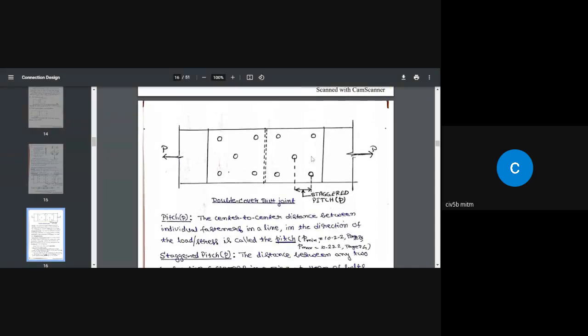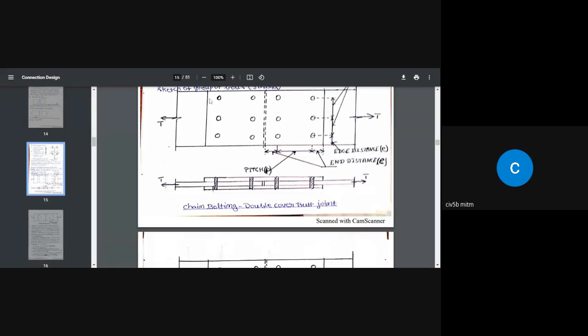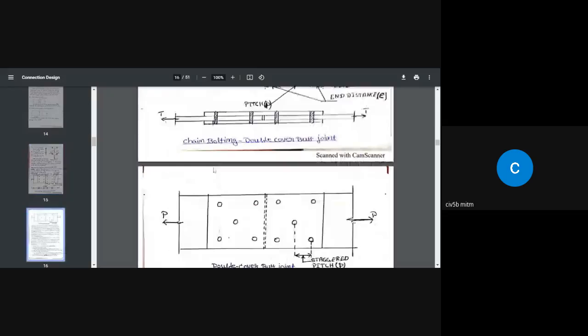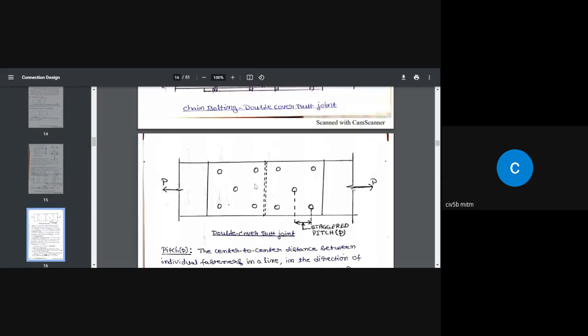Next. So what is this? See, this is a chain bolting. If you go along this in one direction, if you draw a line, all bolts lie in the same line, or if you draw a line like this, all bolts are lying in the same line. If you look here, this is not chain bolting.